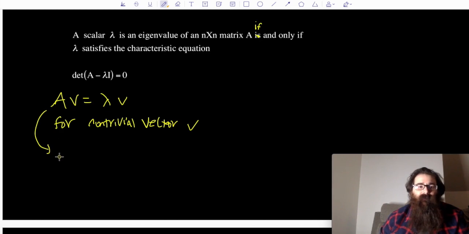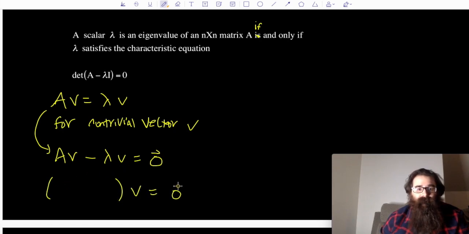We said, well, here I can subtract everything over and do A times v minus lambda times v equals 0, meaning the 0 vector. And from here I can factor v out on the right, and that leaves me with A minus lambda. But this doesn't make sense. I can't do a matrix minus a scalar. The only way I can make sense of it is if it's A minus my scalar times the identity matrix. So I need this identity matrix in there in order for this operation to actually mean something. But now we still want this to be true for a non-trivial vector v.